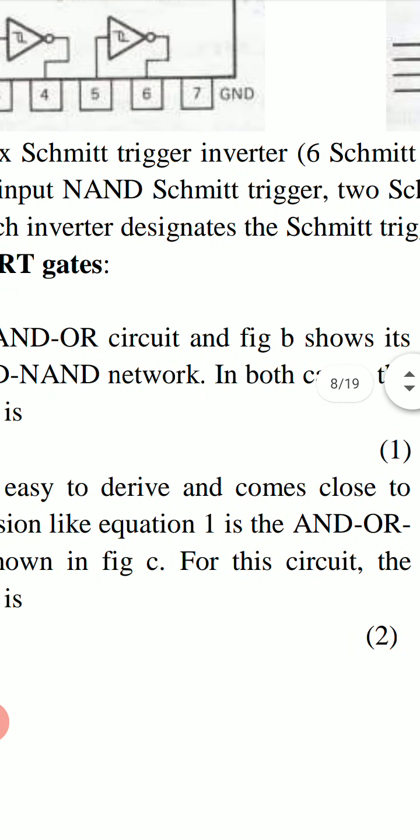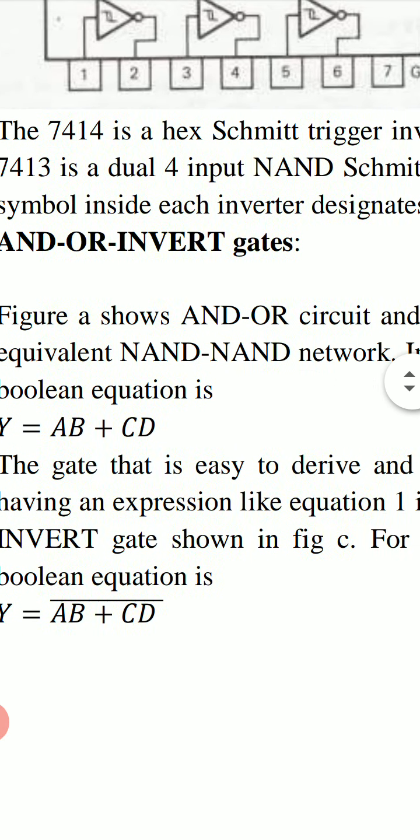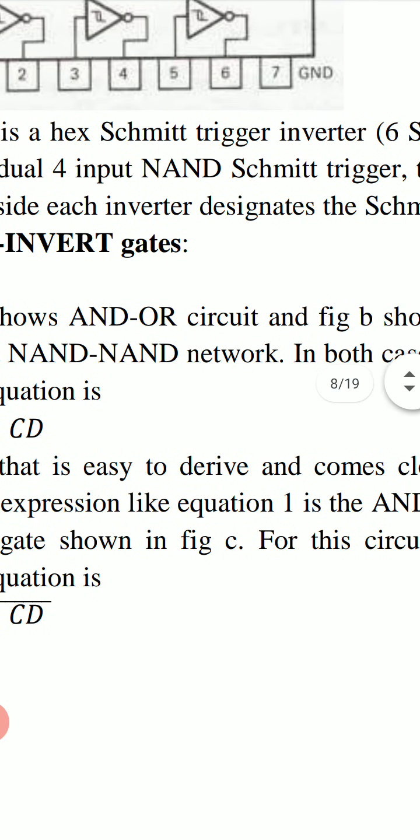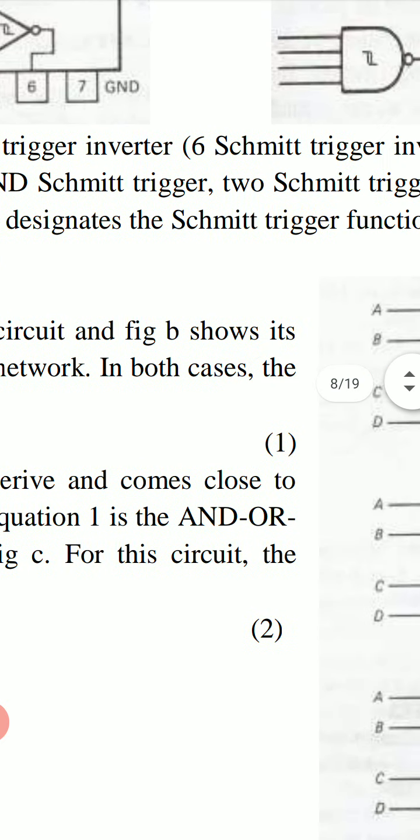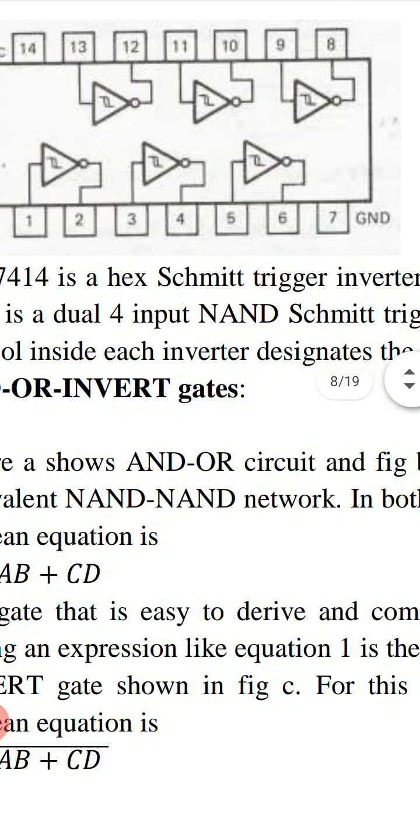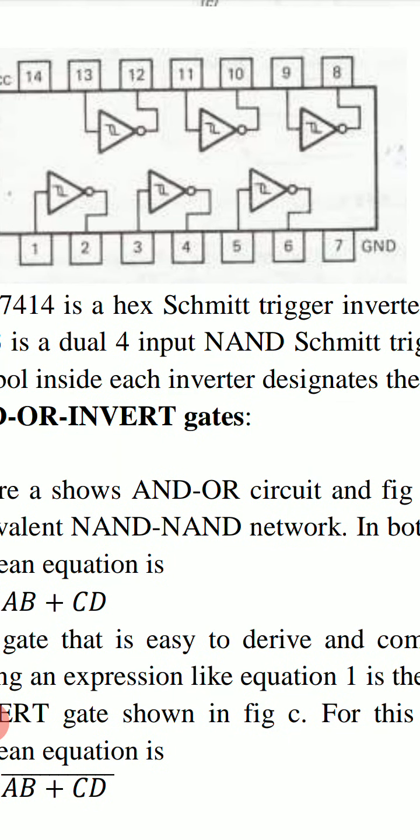Hysteresis symbol inside each inverter designates the Schmitt trigger function. There are 6 inverters or 6 NOT gates, and a hysteresis symbol is formed inside the symbol of these 6 NOT gates. This hysteresis symbol represents Schmitt trigger function.